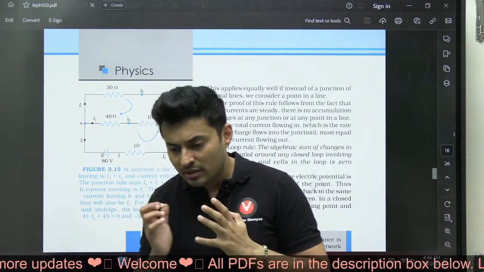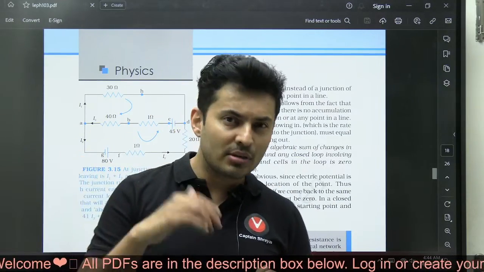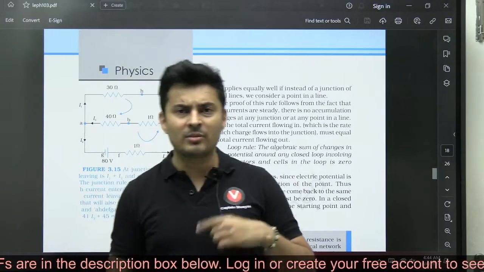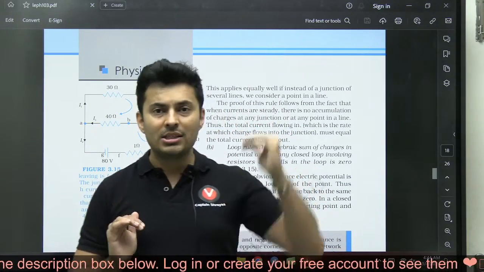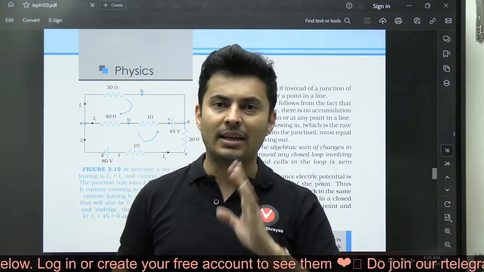Whenever you go from low voltage to high voltage, it will be plus. Whenever you go from high voltage to low voltage, it will be minus. Like for capacitors, if you go from the minus plate to the positive plate, it will be a jump, so plus. Otherwise, from plus to minus will be a minus sign.